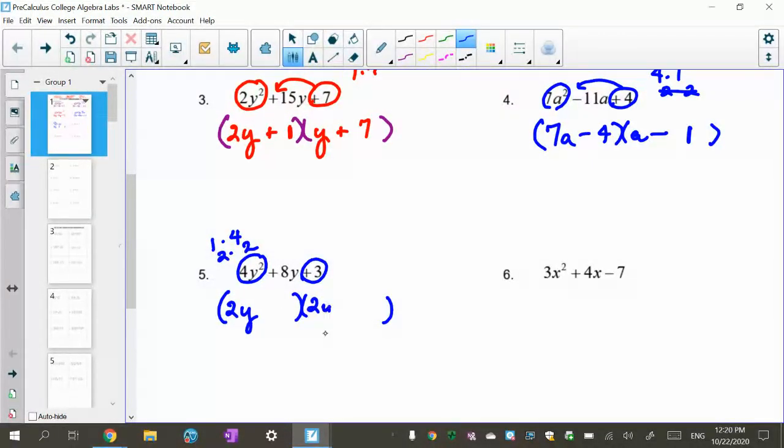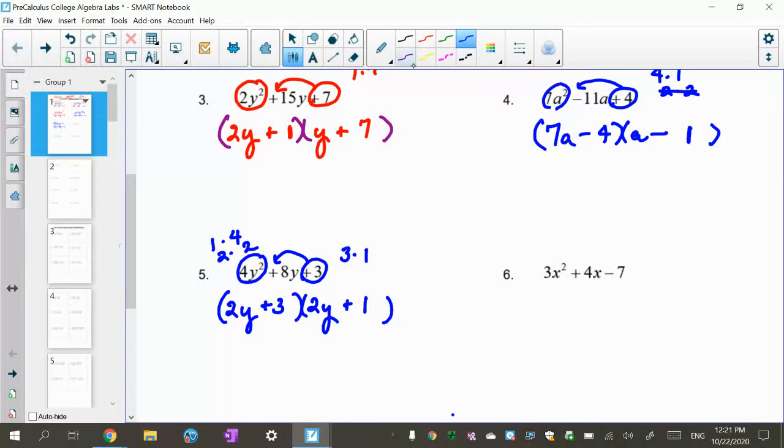And then if that doesn't work, I'll try something else. Then I look at this last circle, and it's a positive 3, so I know my factors are 3 times 1, and it's positive. I look in the middle, that's positive, so I know these are both positives. And then it doesn't really matter where I put the 3 and the 1 because there's 2 y's in here. I have 4y squared plus 2y plus 6y. There's my 8y plus 3.